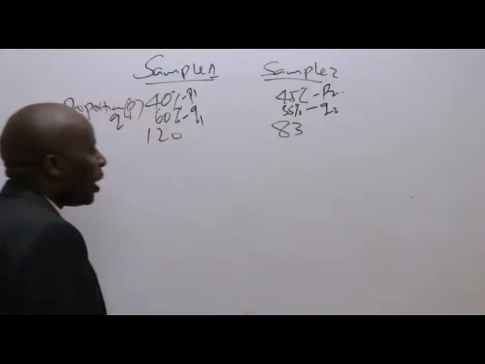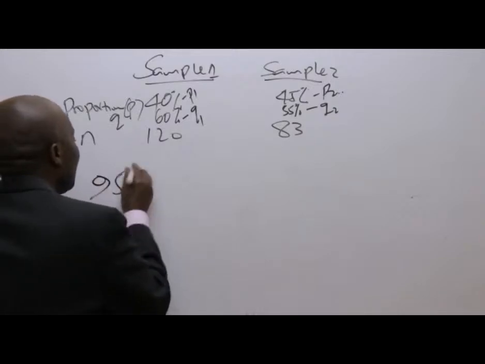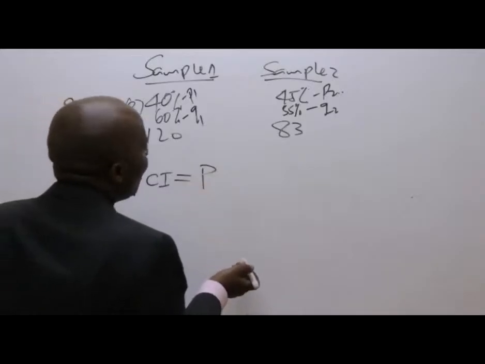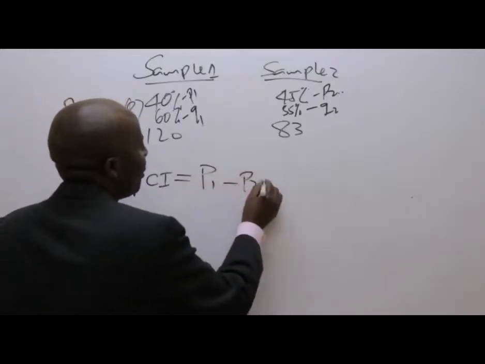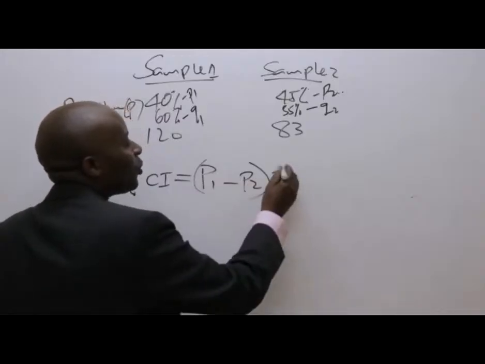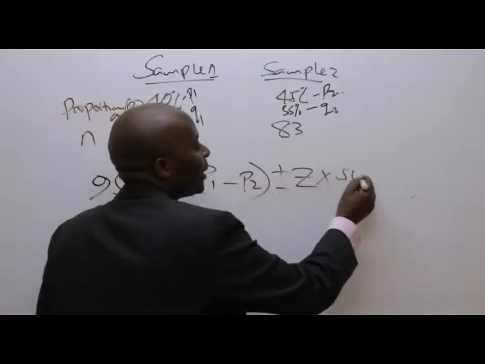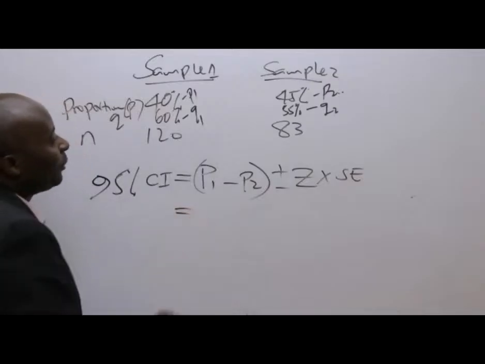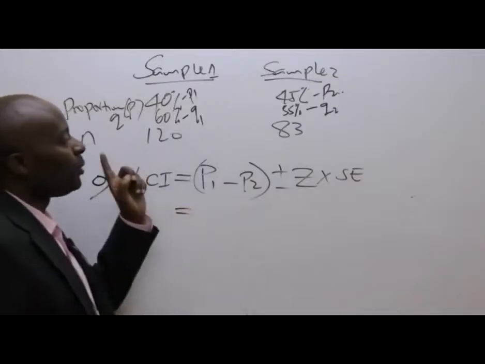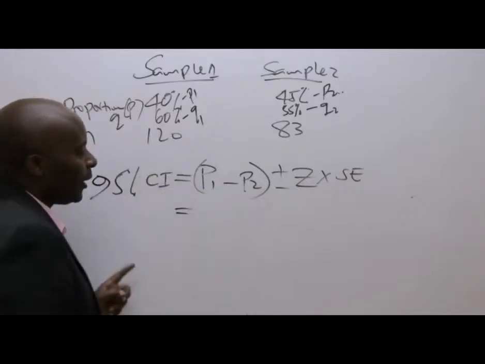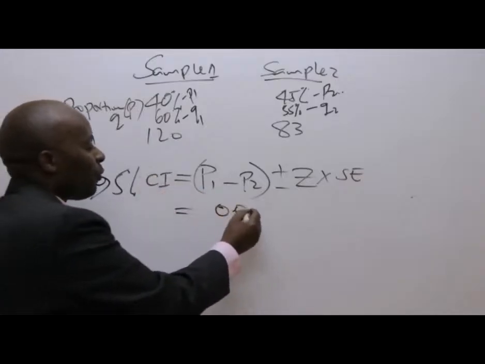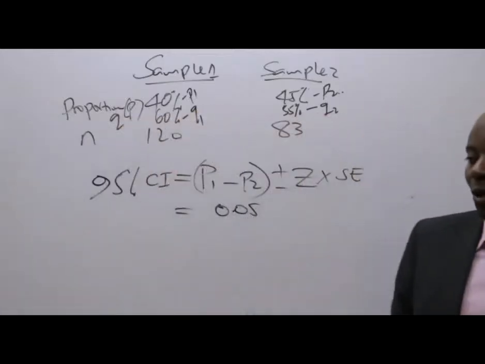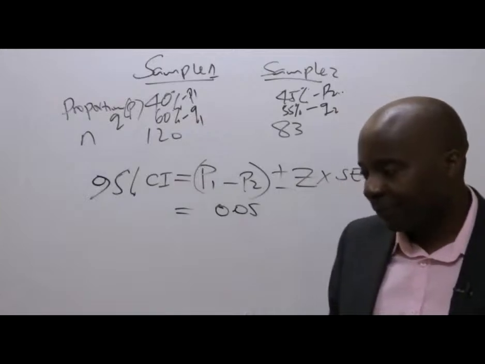So the 95% confidence interval of the difference between our proportions, which will be P1 minus P2, plus or minus the Z times the standard error that you guys gave me. So P1 minus P2, I can see it is 40% minus 45%. That is the same as 0.05 positive. Whenever you get negative, you disregard the negative.